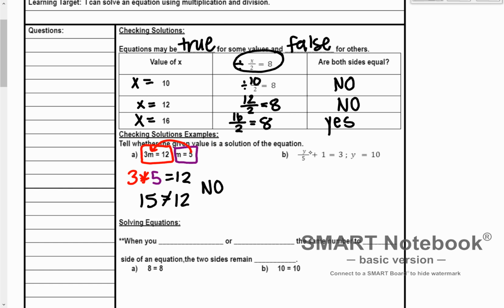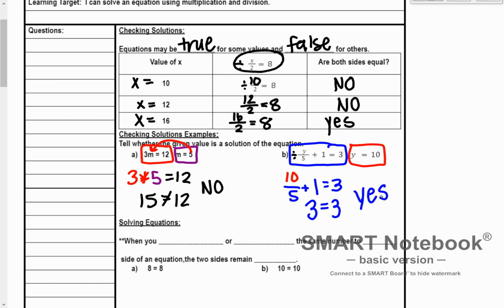Okay, part B. Remember, fraction bar means division. If you need to write that in there to remind you, go for it. The equation that we're using is y divided by 5 plus 1 equals 3. We want to know, does y equal 10? First thing we're going to do is put 10 in for y. 10 divided by 5 plus 1 equals 3. Well, first we would do 10 divided by 5. 10 divided by 5 is 2. 2 plus 1 equals 3. 3 does equal 3. So our answer for this one would be yes.